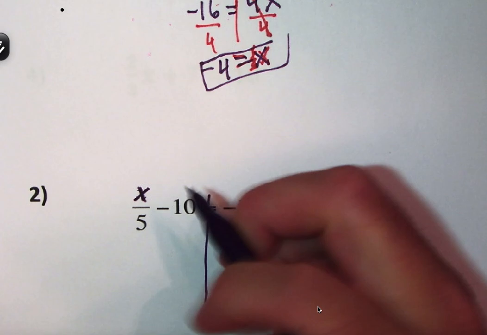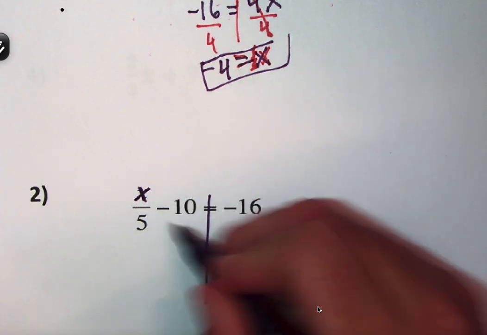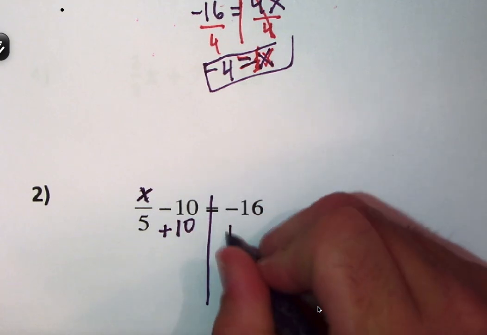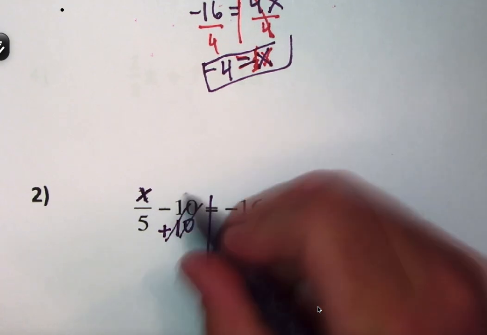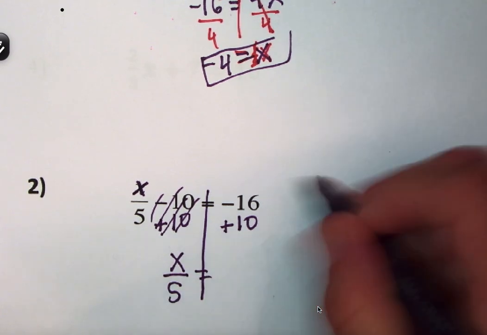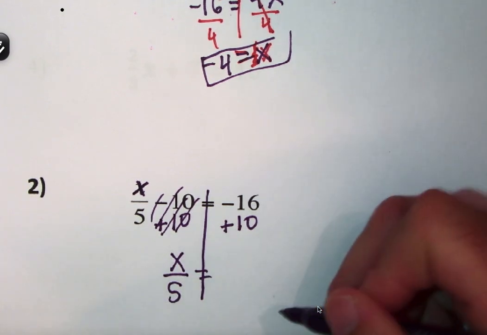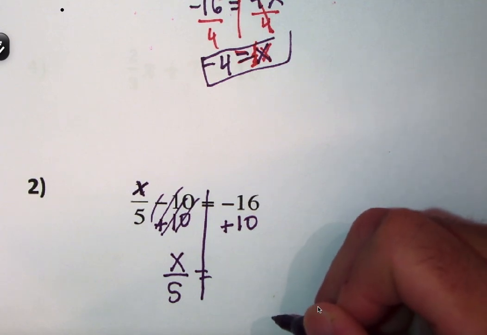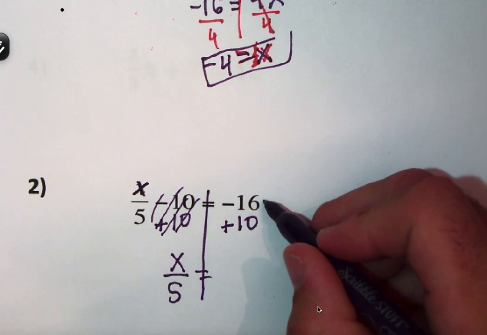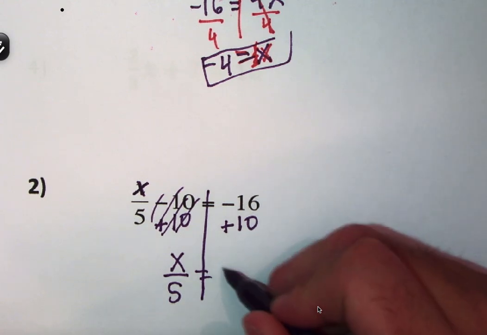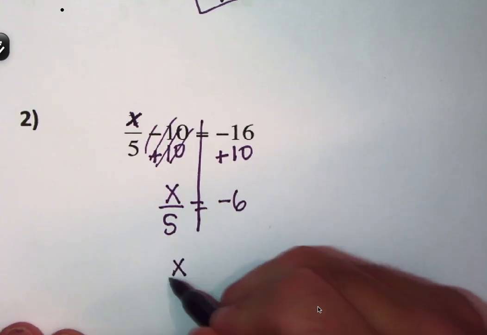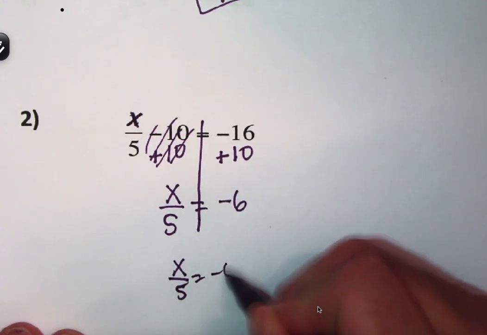Well, what we're going to do is try to undo this lower operation, which is subtraction. So we add 10 to both sides. We get x over 5 equals negative 16 plus 10. If you're at negative 16, and you go up 10, you're going to end at negative 6. Cool? All right, we have x over 5 equals negative 6.